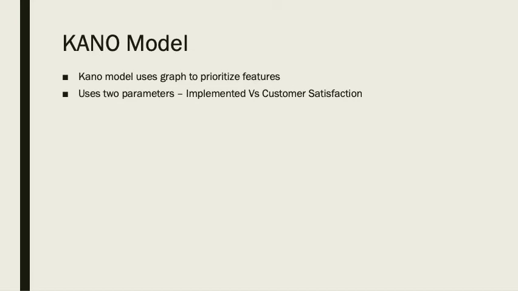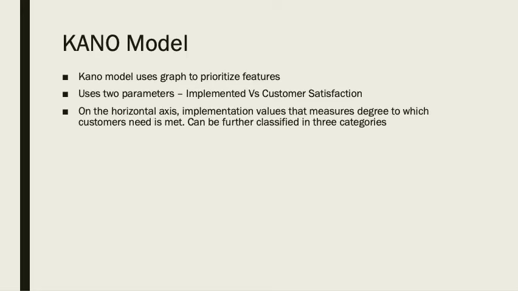So coming to the KANO model, what does it mean? It's a graph, which we will see shortly. Like any graph, it has two axes, x and y. X is the horizontal one and y is the vertical one. We'll be using two parameters: customer satisfaction versus implemented or not implemented. On the horizontal axis we will write the implementation values, which measure the degree to which the customer's need is met, and which can be further classified into three categories.